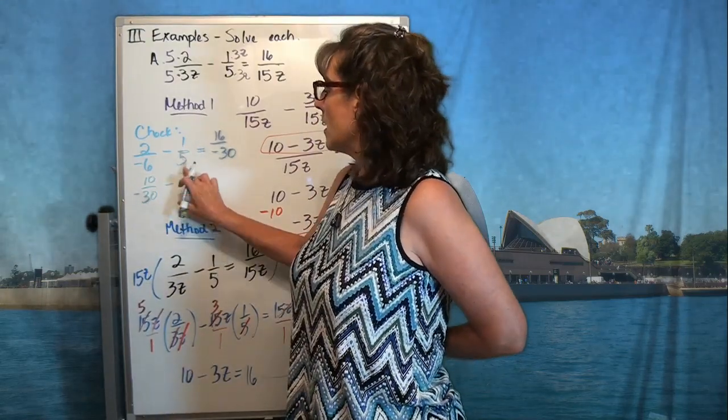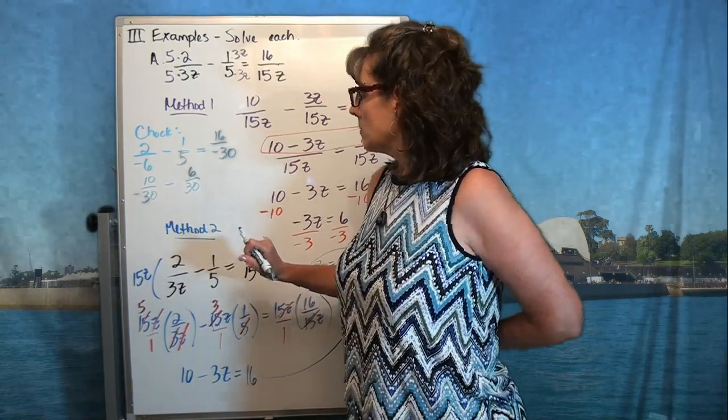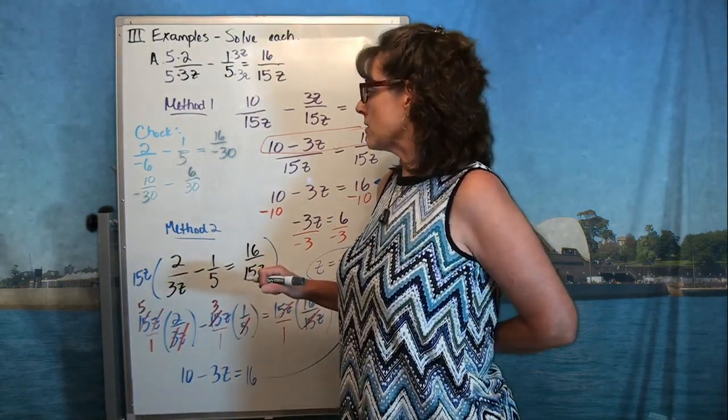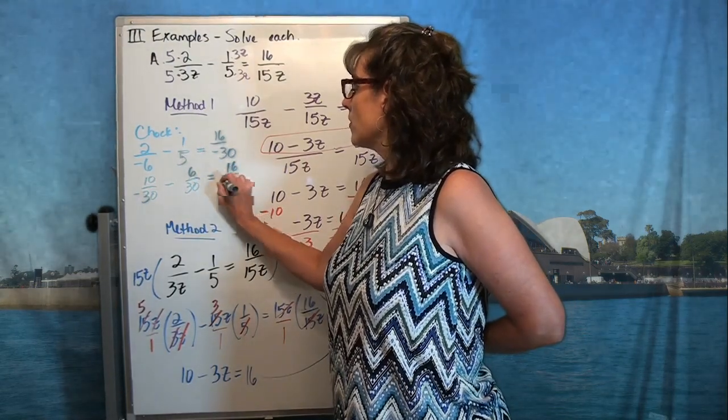Now notice here, let me fix that. Negative divided, there we go, because negative divided by negative is going to be a positive. And on this one, I've got a 16 over -30.